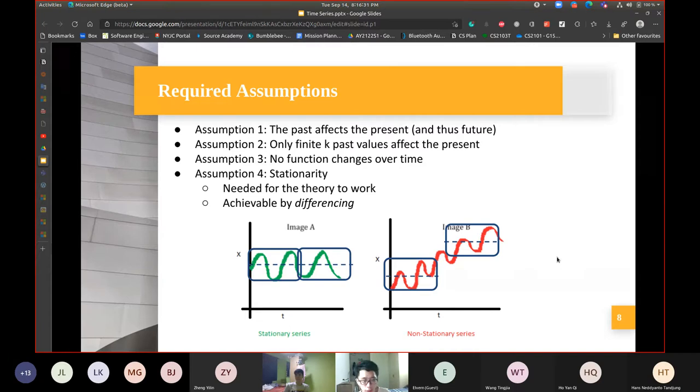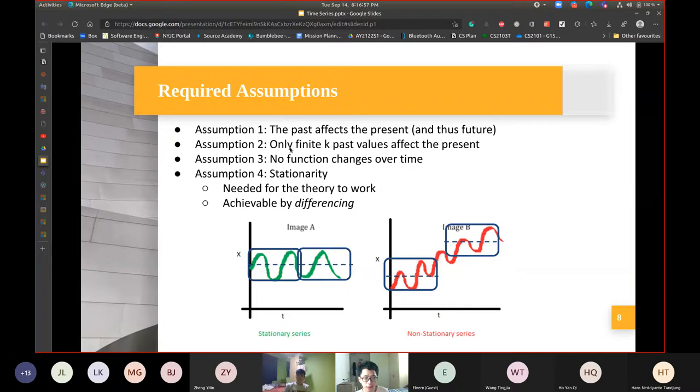And in order to model time series data accurately, there are a lot of assumptions that you need to have. Each of these assumptions corresponds to the problems that we have mentioned. For example, we assume that the past affects the present. If this assumption is violated, then we are pretty much screwed. We can't predict things.